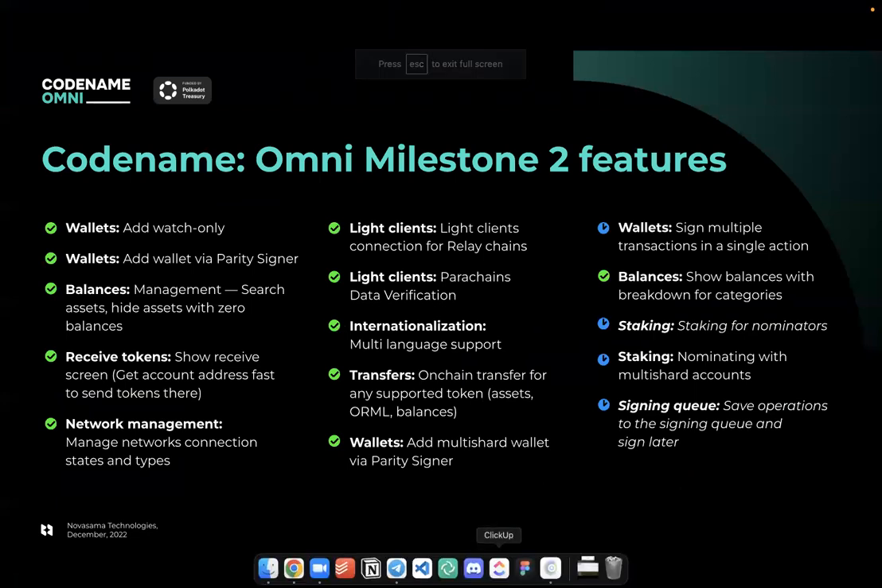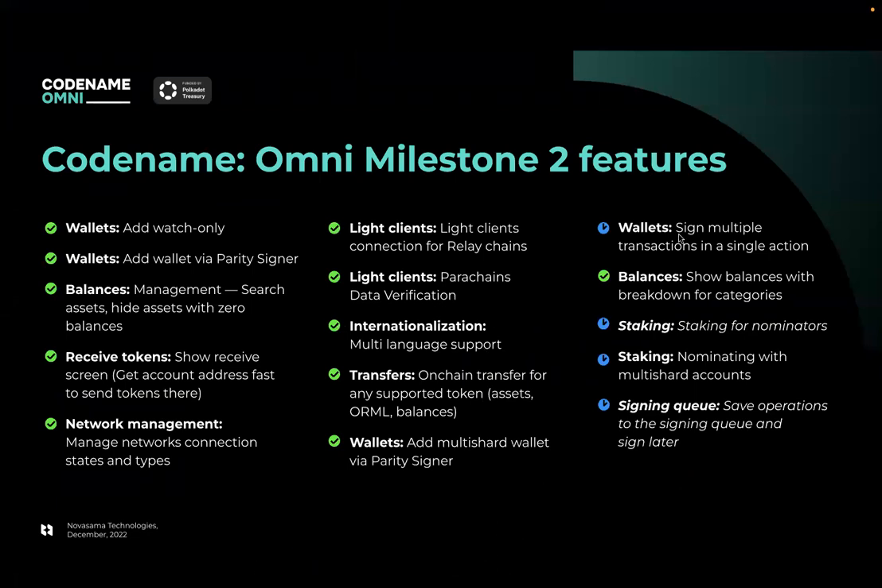So if we review the whole picture of the Milestone 2 features, we are currently focused on multi-shard operations. So the first thing is signing multiple transactions in a single action. And also we continue working on staking and staking for nominators. The operation list like start staking, stake more, unstake, restake, change validators, and withdraw unstaked tokens is planned to be done in this milestone. And also we are going to implement a signing queue. Currently we are working on the design of it.